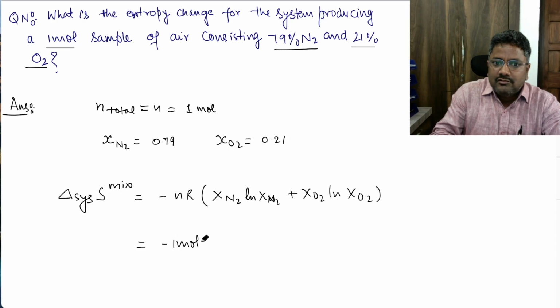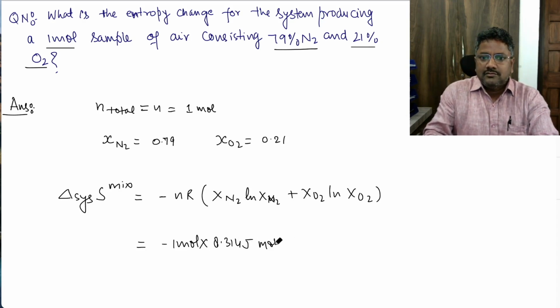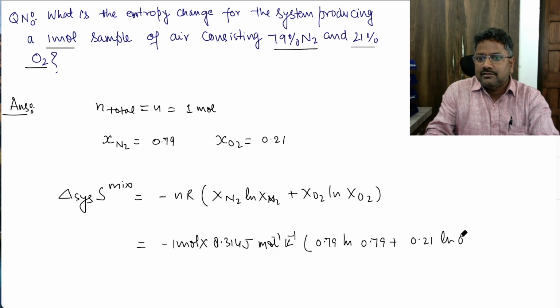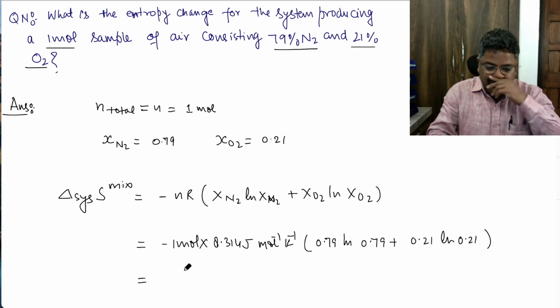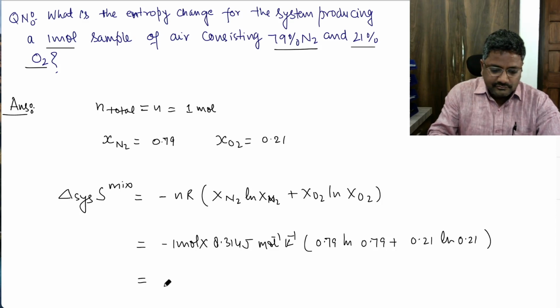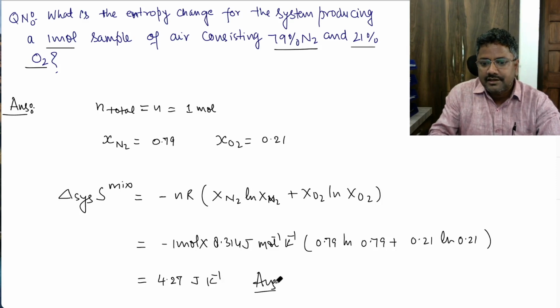Minus 1 mole, R is 8.314 joules per mole per degree Kelvin, and this is whole dimensionless. 0.79 ln 0.79 plus 0.21 ln 0.21, right? So if you solve this, the total value will come 4.27 joules per Kelvin. This is the answer, right?